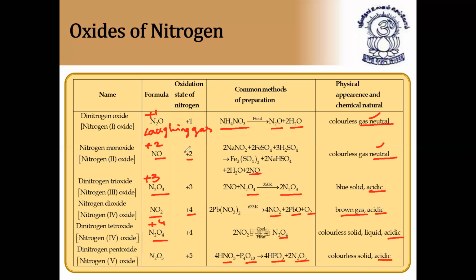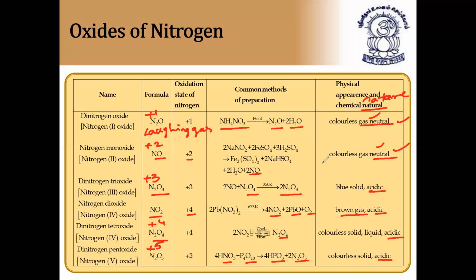In these oxides, they will ask the oxidation states of nitrogen, the structures, as well as the chemical nature. The chemical nature is neutral, acidic, and acidic. So nitrogen in its higher oxidation states is acidic in nature, whereas nitrogen in its lower oxidation states is neutral in nature, not basic.